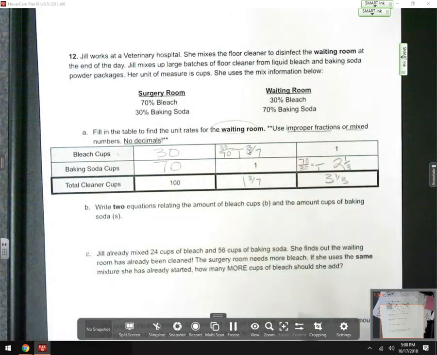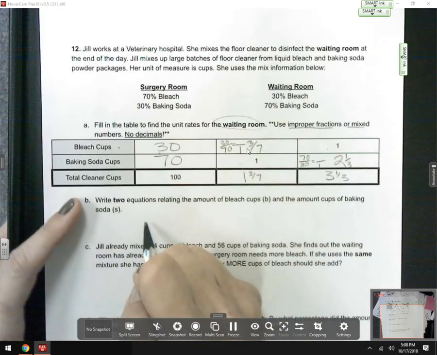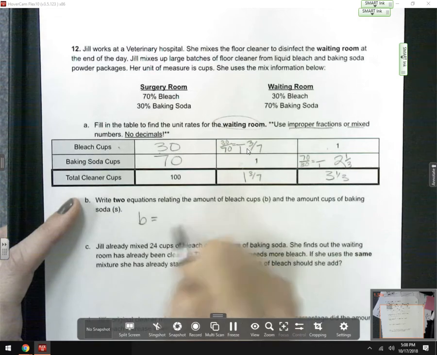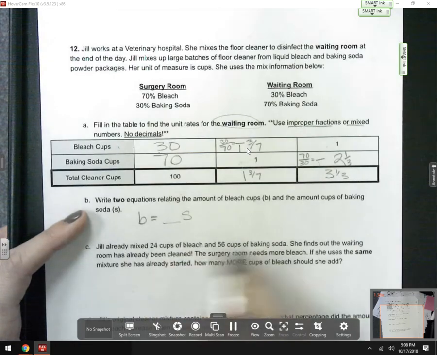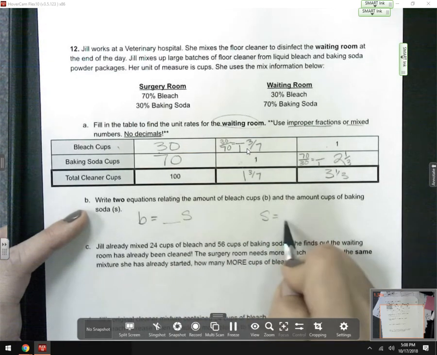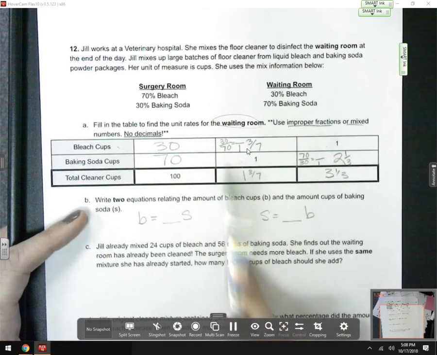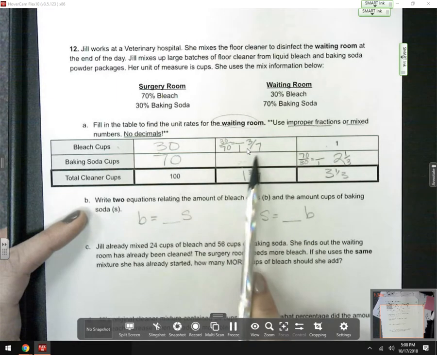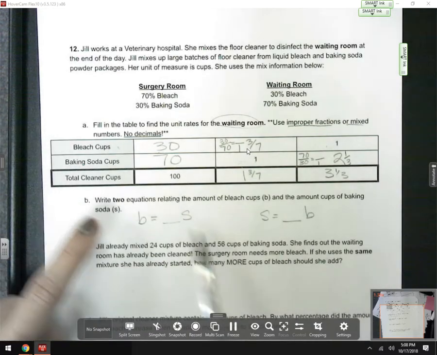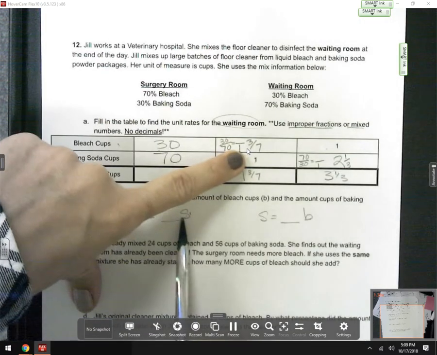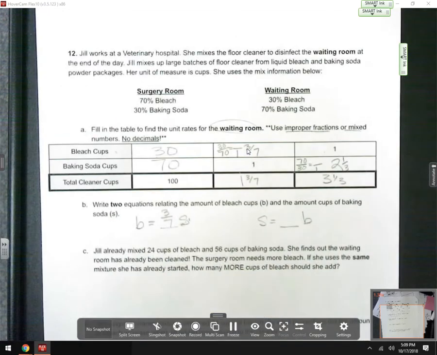Okay, so now I need my 2 equations relating the amount of bleach and the amount of baking soda. So I want 2 different equations. I'm going to do bleach equals how much for every baking soda. Then I'm going to do the same thing where baking soda equals how much for each 1 unit of bleach. I have all of this information in my table. So right here, I've got 1 baking soda. For every 1 baking soda, I have to use 3/7 of a cup of bleach.